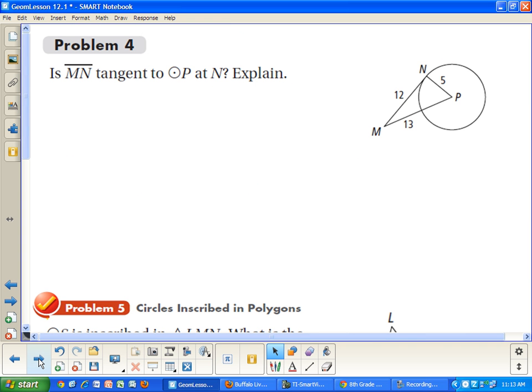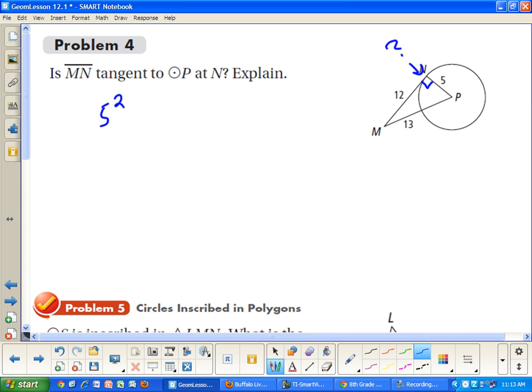All right, problem 4 here. We want to know if this is a right angle. If it is, then we want to know if it's a tangent, and the way we would tell is if this is a right angle. And the way we can tell if that's a right angle is by using the converse of Pythagorean theorem, which says that if a squared plus b squared equals c squared, then the angle is a right angle, it's a right triangle. So what we want to do is check that.